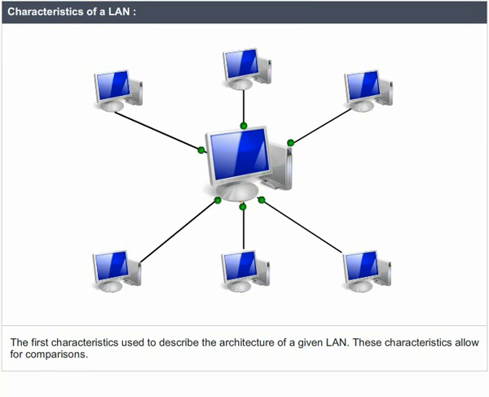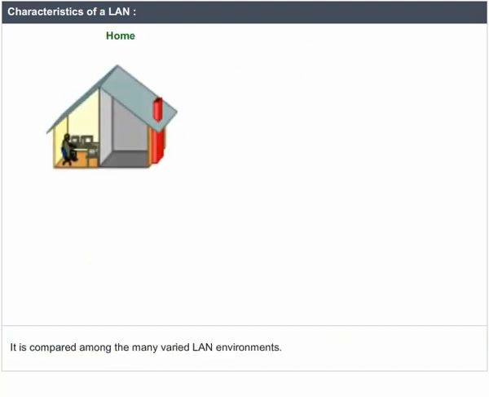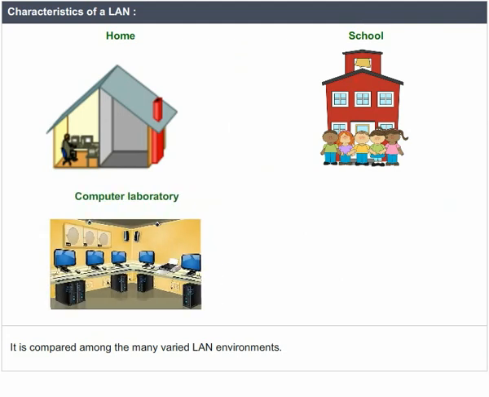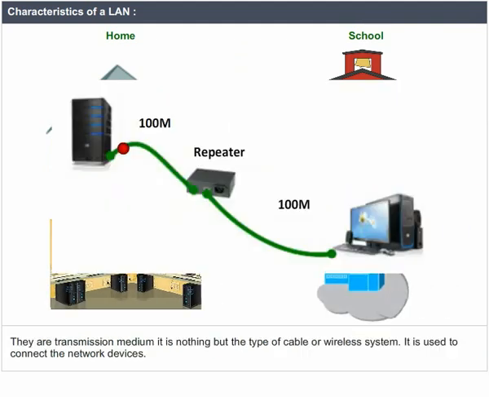Characteristics of a LAN. The first characteristics are used to describe the architecture of a given LAN. These characteristics allow for comparisons among the many varied LAN environments. They are transmission medium, which is the type of cable or wireless system used to connect the network devices.